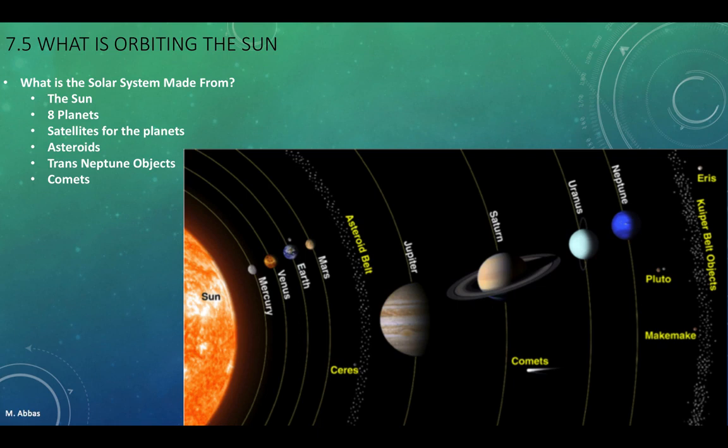This is something we're also going to discuss later. The solar system is also made from the asteroids, from the trans-Neptune objects, and from comets. The list you see here, all combined together, makes up our solar system, and in the next slides we're going to talk about each one of them, and we're going to focus more on the asteroids, trans-Neptune objects, and comets.